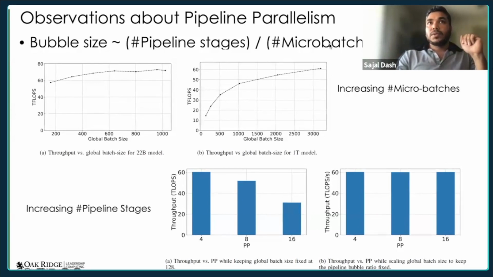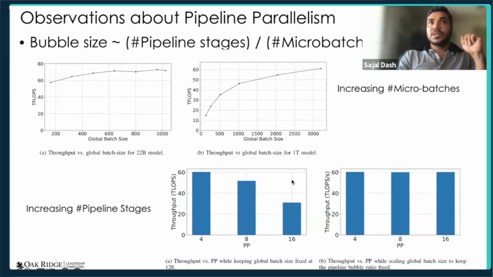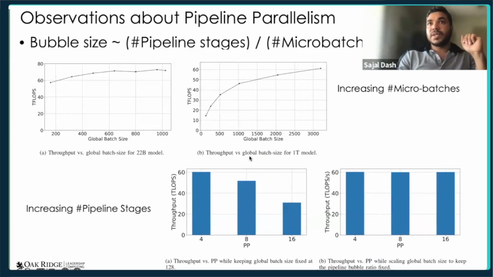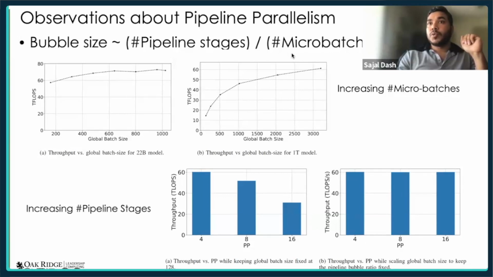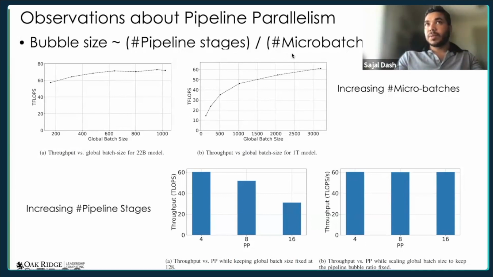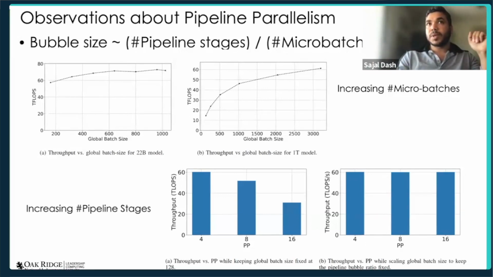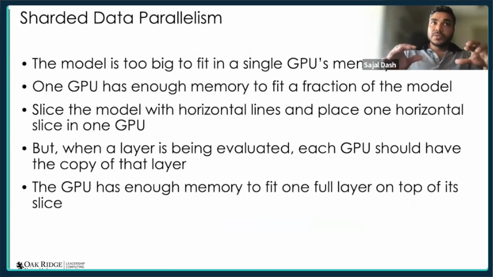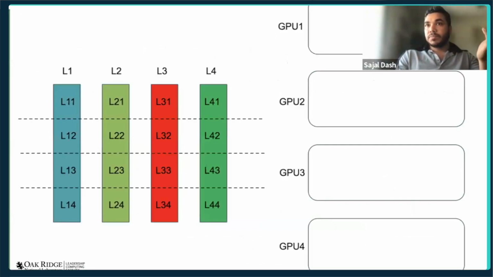And to verify this formula, if I increase just the pipeline stages without increasing the micro batches, I see that the throughput goes down. So you have to be mindful of the pipeline bubble size, and you can maintain the performance if you increase both of them proportionally. If you increase the number of micro batches, you should also increase the number of pipeline stages. Another thing is sharded data parallelism. I won't go too much into this. It starts out a bit like tensor parallelism.